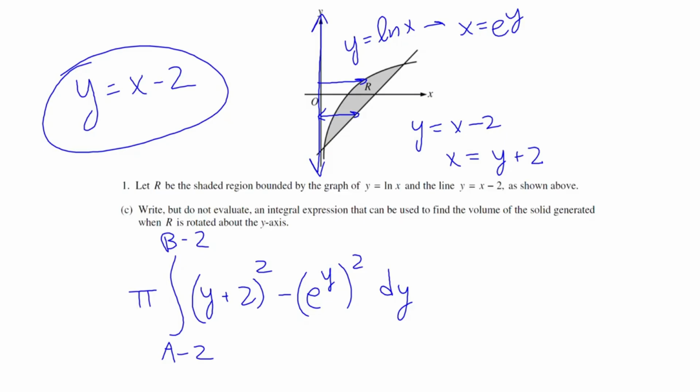And so this is perfectly acceptable. If you want to write out a minus 2 and b minus 2, the actual values, that's fine too. But this answer would get you full points. In fact, it gets you all 3 points here: 2 points for the integrand and 1 point for the pi and the correct limits. And that's the end of this area and volume FRQ, question number 1 from the 2006 AP Calculus AB exam.